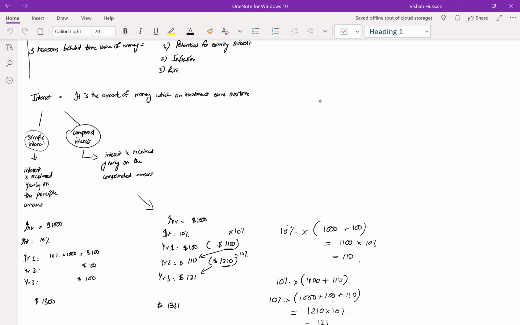But in case of compound interest, interest is received yearly on the compounded amount, which means the principal is going to be $1,000 and the interest rate will be 10%. In year one, you'll get 10% on $1,000. In year two, you will get 10% on $1,100. Why 1,100? Because 1,000 plus year one's interest. Then in year three, you're going to get 10% on 1,210, which means $121 is the interest amount that you're going to get. Are we clear?